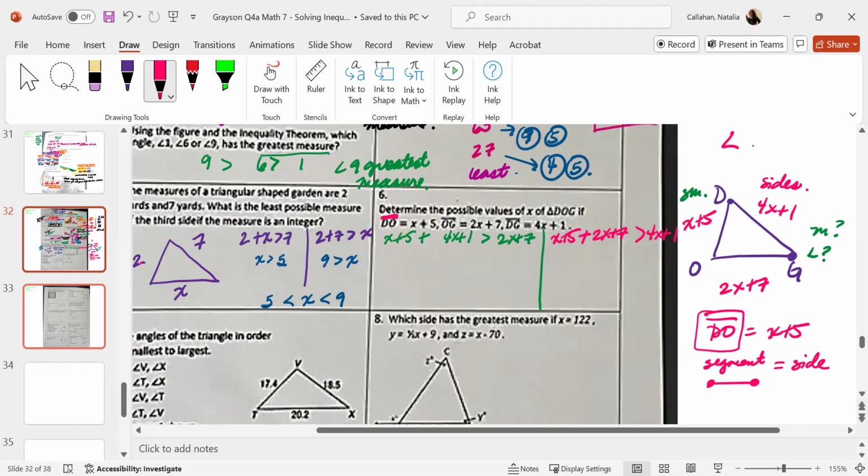4, 5, 6, 7 plus 6. Oh, wait, hold on a second. I screwed that up. So solve for x. 5x plus 6, x plus 7. I don't know if this is right, but I'm just practicing.